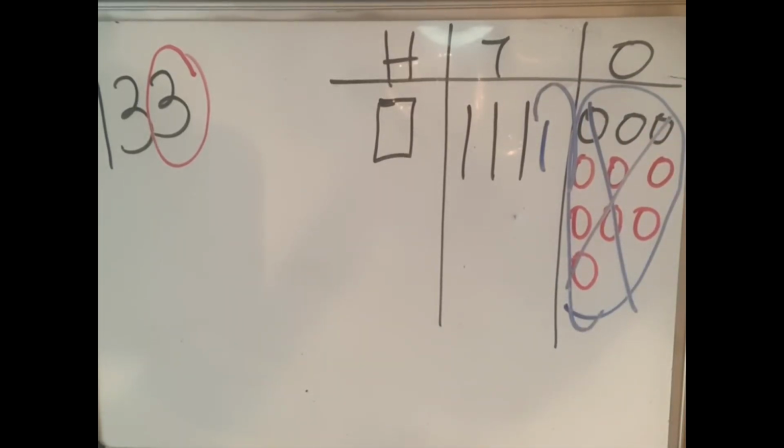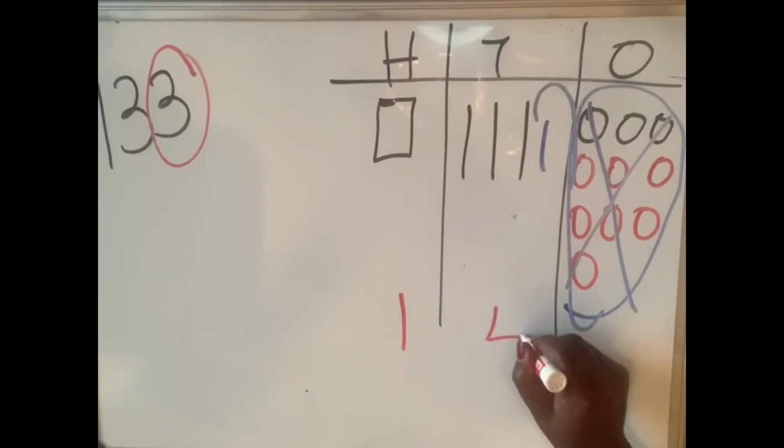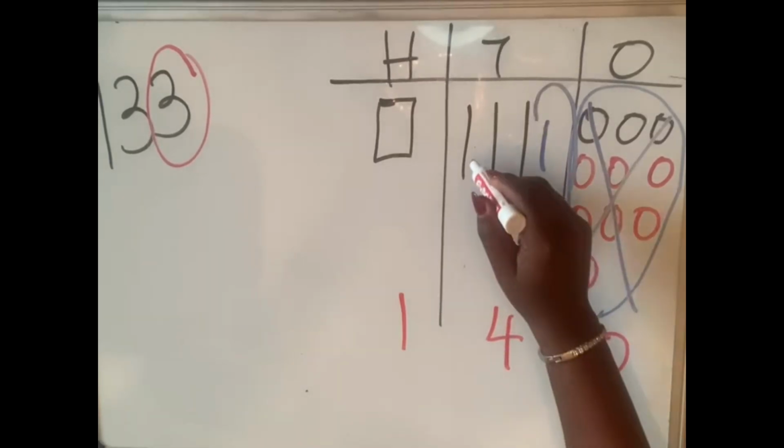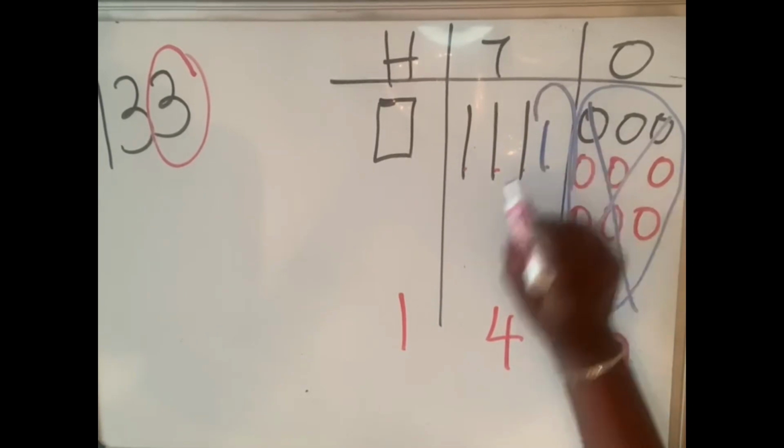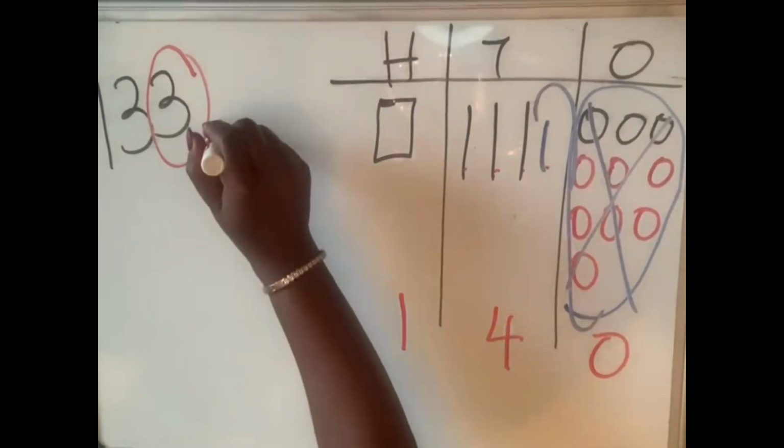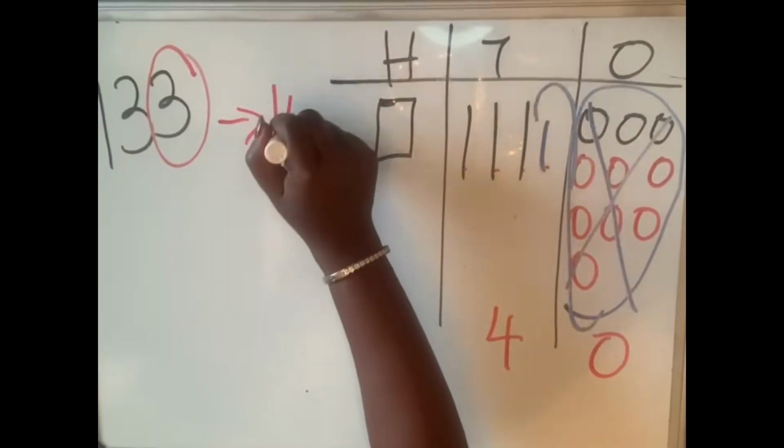My new number is 140, because now I have 1 ten, 2 tens, 3 tens, and 4 tens, and so the next 10 after 133 is 140.